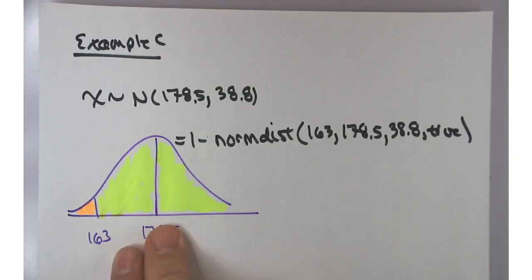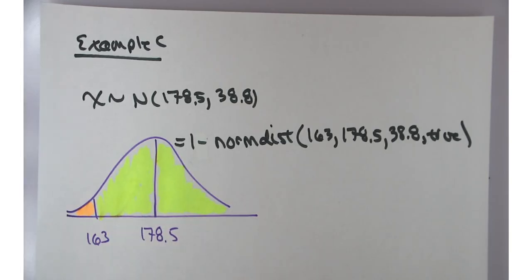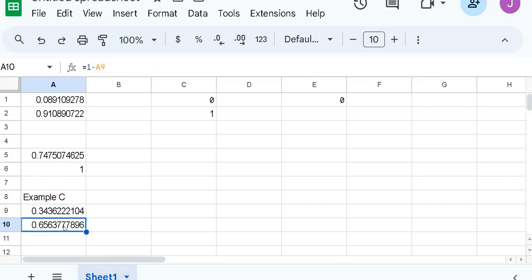Exactly. So to the right of 178.5 is half of our area. Since we've got more than that, our answer should be more than one half. We got an answer that's less than one half, so it's clearly wrong. So then you're like, oh, okay, yeah, I forgot to adjust for the fact that I got to subtract from 1. Either way, I'm sure you're okay.